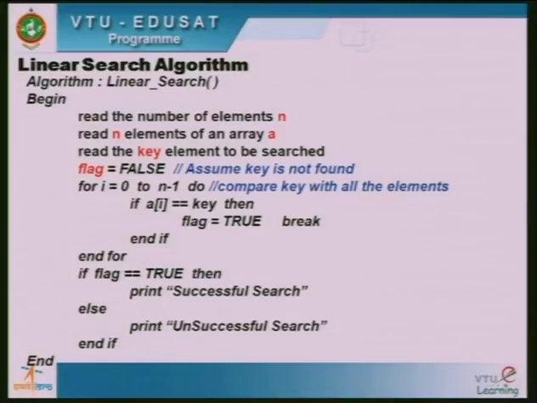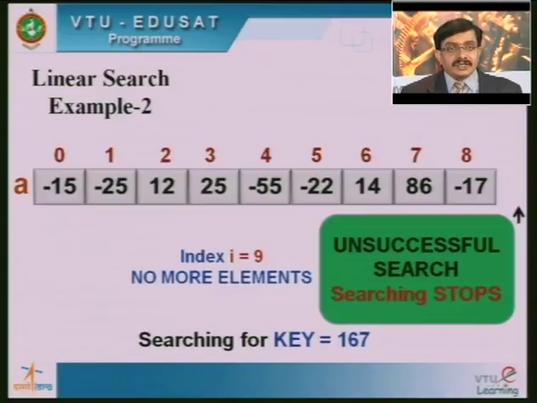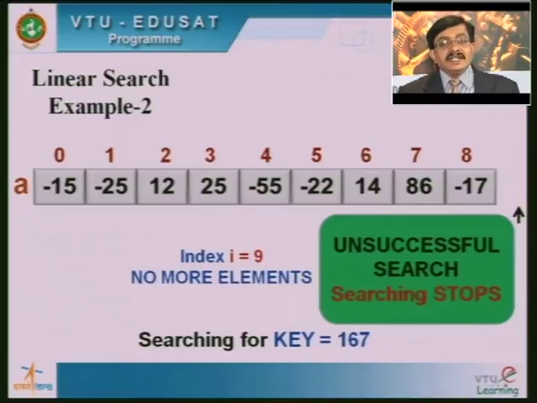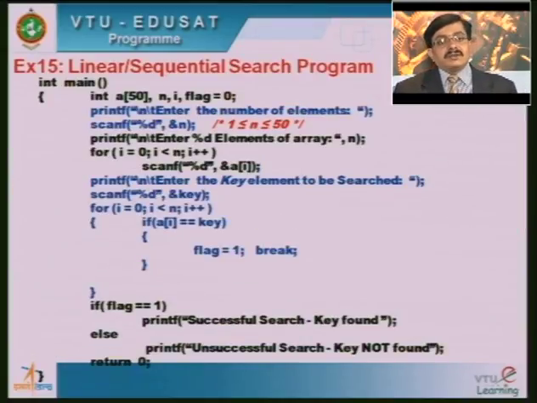So if there are n elements and the key element is in the last position, we are supposed to do n comparisons. If the element is present in the first position itself, then we may need to do only one comparison. That is, the 0th element itself is the key element. Say for example here, if I need to search for minus 15, I need to do only one comparison. Whereas if I want to search for minus 17, then I am supposed to do 9 comparisons. And if the element is not present in the list, even then I am supposed to do 9 comparisons here. So this is the basic way the linear search, or sequential search, program works.